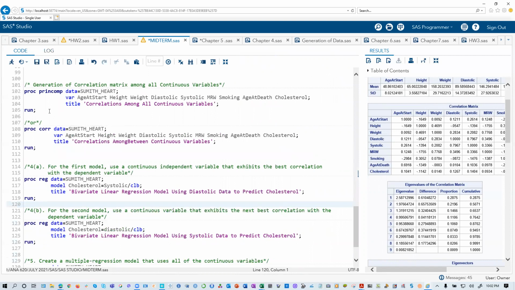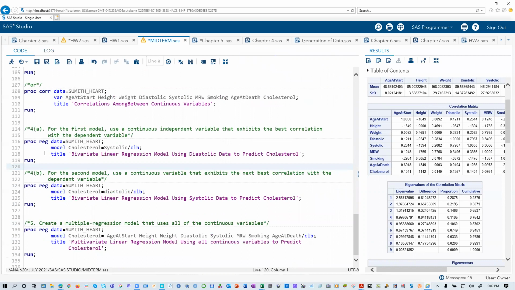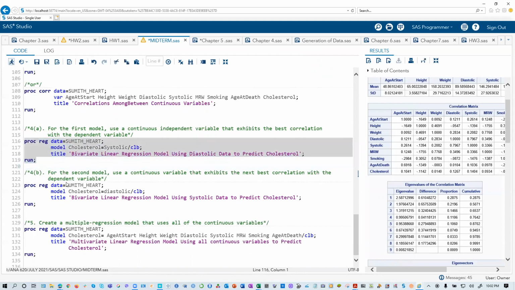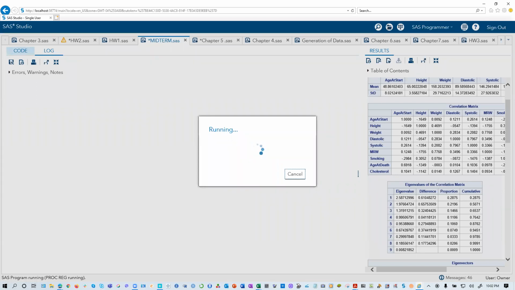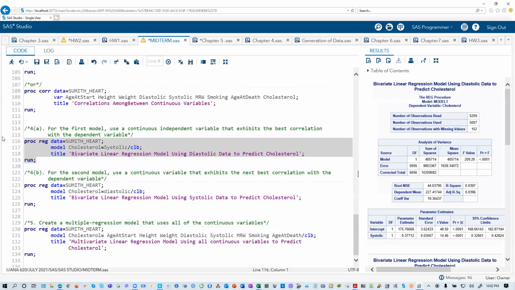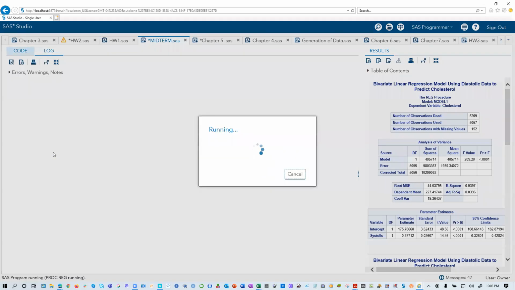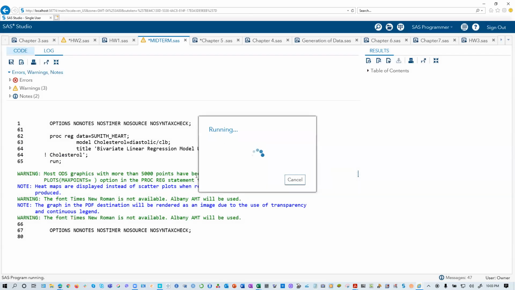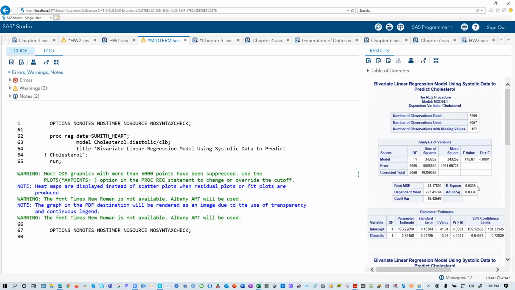So I use either CORR or this one, PRINCOMP, same as we did in homework one. The only difference is that cholesterol is regressed with the independent variable that exhibits the best correlation with the dependent variable, which is systolic. Then you run that, and then you run the correlation and can talk about that one. Based on that R squared, they were not good, with almost 3% explained. Okay, let's go to the other one, the next highly correlated variable with cholesterol, which is diastolic. Look at it. That one is pretty much the same thing, but we can talk about that.